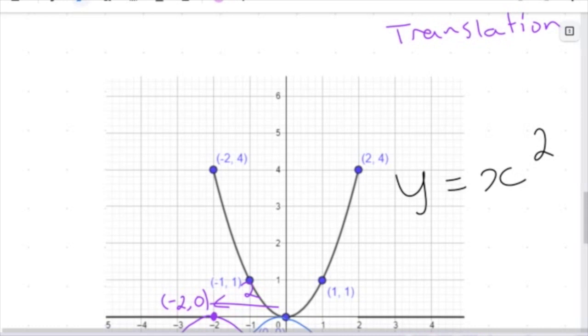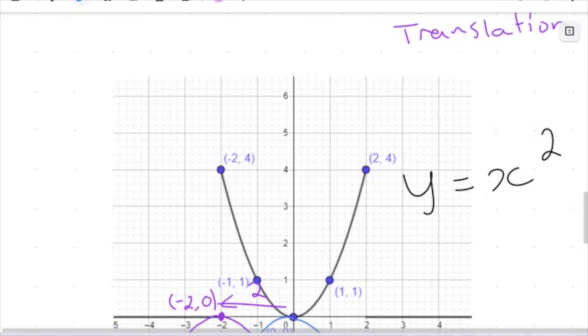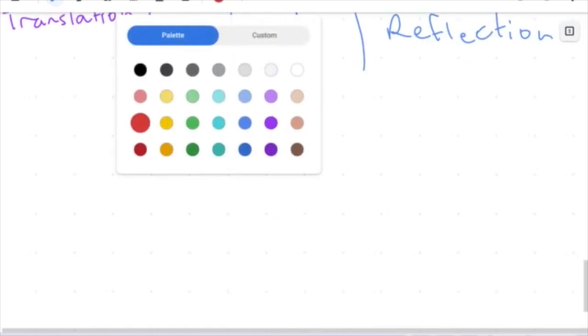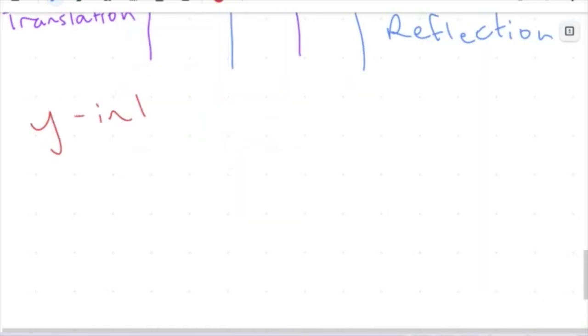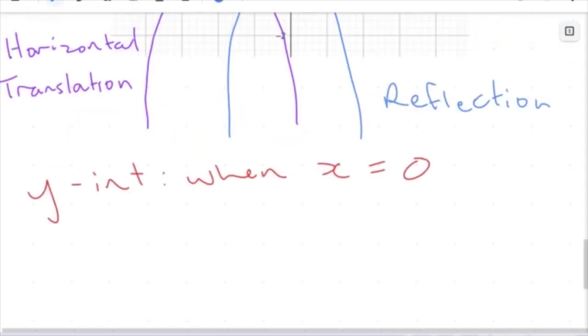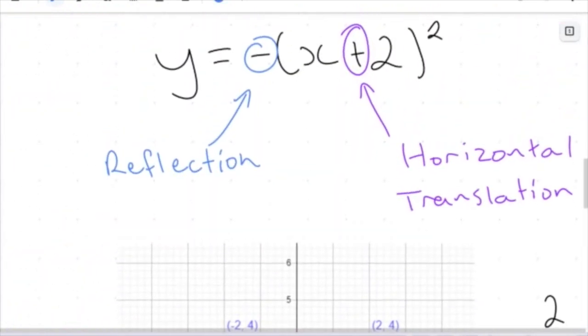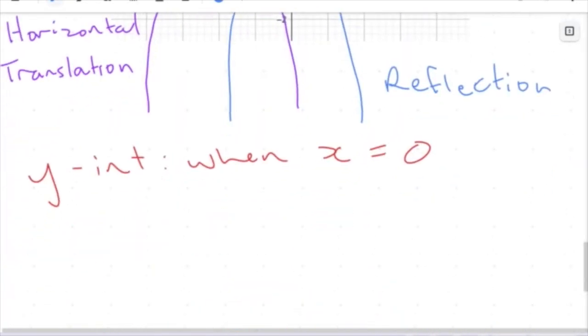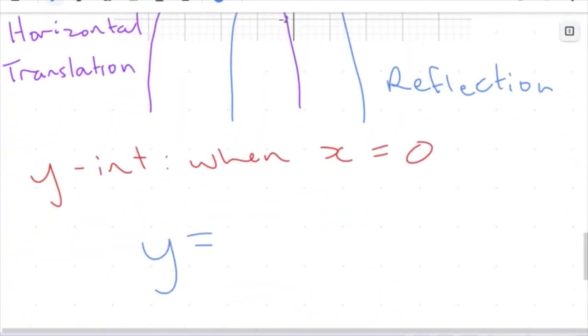And now, just for scale, I want to also calculate what my y-intercept is going to be. So we want to find my y-intercept, and we know we get my y-intercept when x equals 0. So if I have my equation here, I'm going to put 0 in place of x. So my y equals -(0 plus 2) all squared.